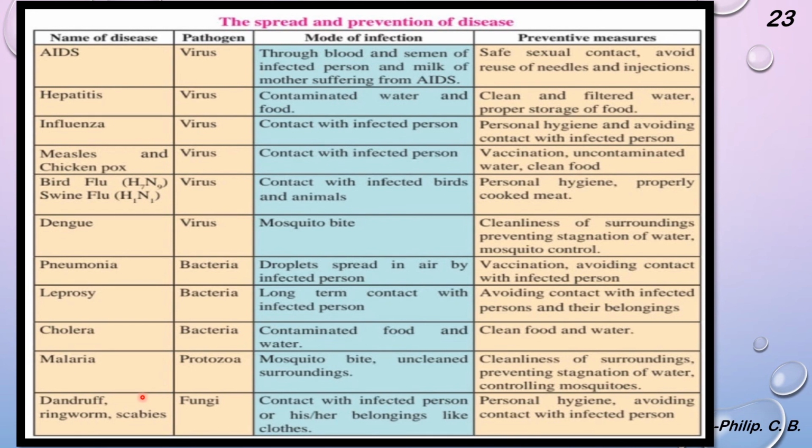And lastly, dandruff, ringworm, scabies, all caused because of fungus. Contact with infected person or his or her belongings like clothes. Personal hygiene, avoiding contact with the infected person. So these are some of the diseases and the pathogens, mode of infection and preventive measures.